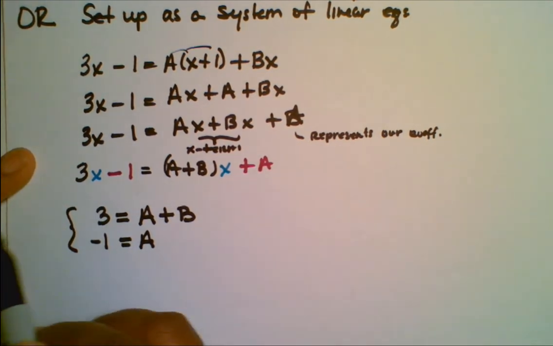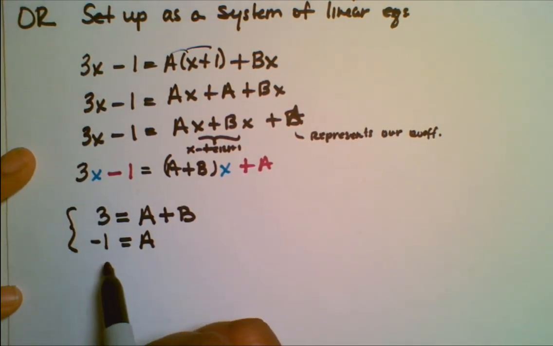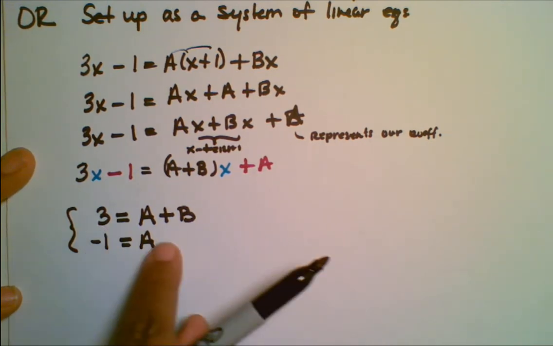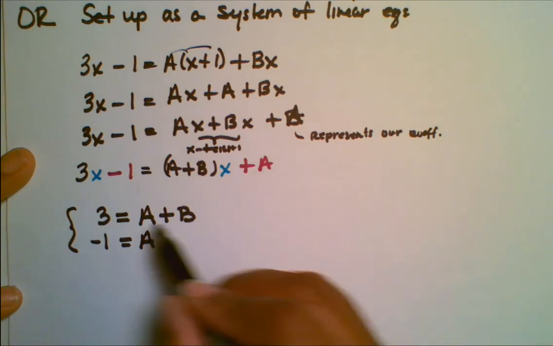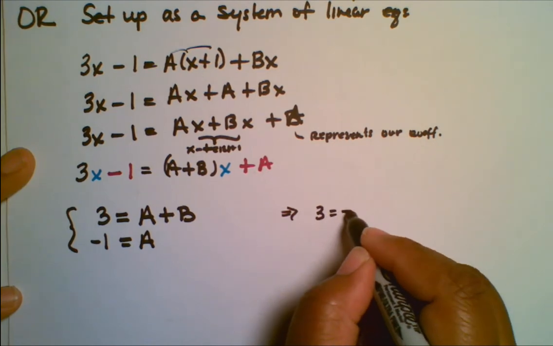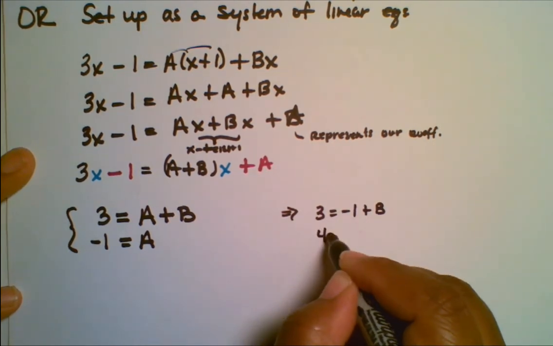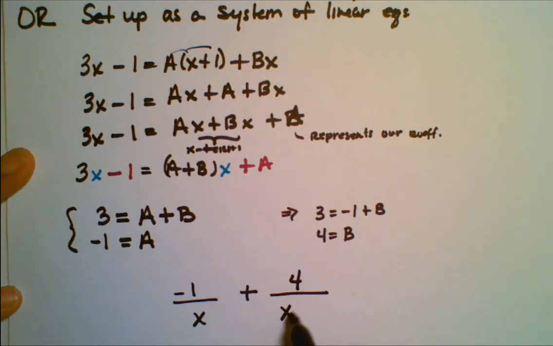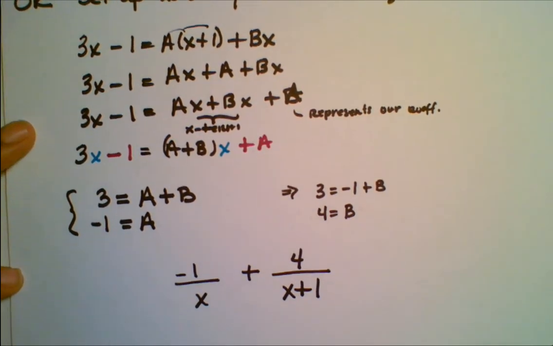And didn't we, in the previous method, find what a is? A is negative 1. Then we need to find b, and this is where we substitute negative 1 in for a, and we have b is equal to 4. So we still have our answer as negative 1 over x plus 4 over x plus 1. There we go.